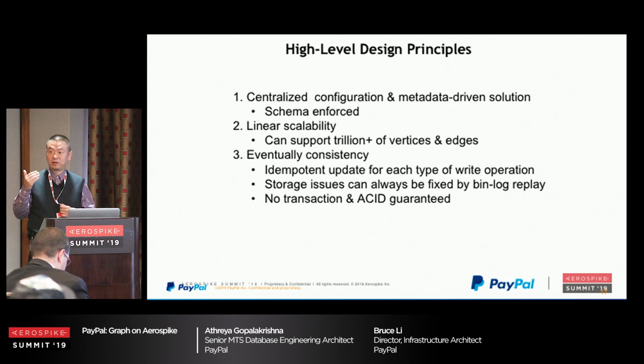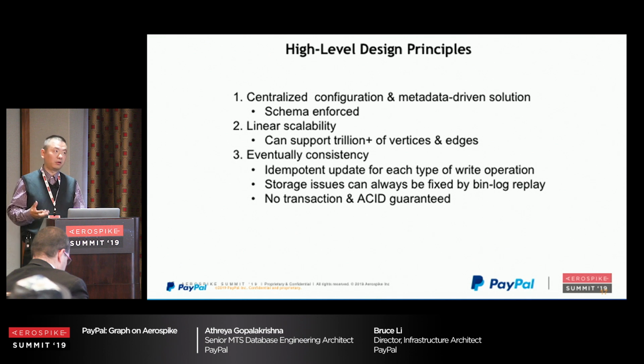And we should support eventual consistency. For a real-time graph database, to support ACID is too expensive. And for risk use cases, actually we are not that sensitive to the consistency, right? So basically, to achieve eventual consistency, idempotent update is very important for every write operation.